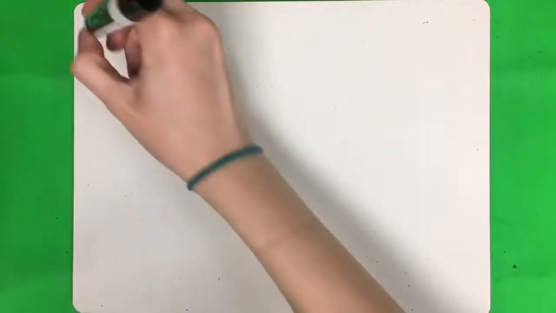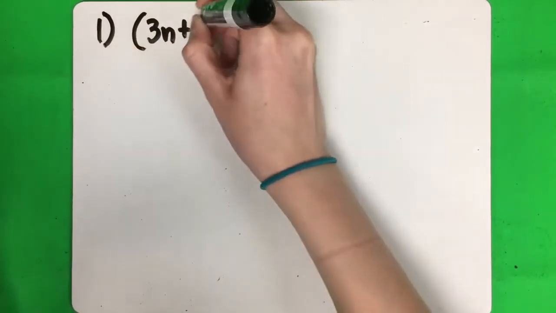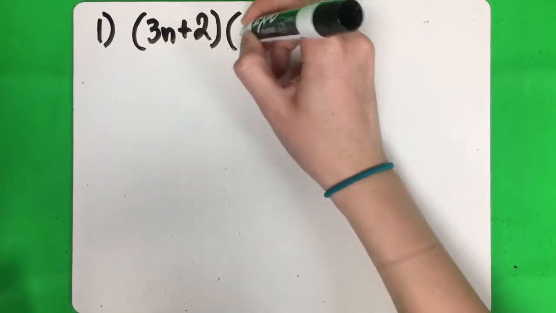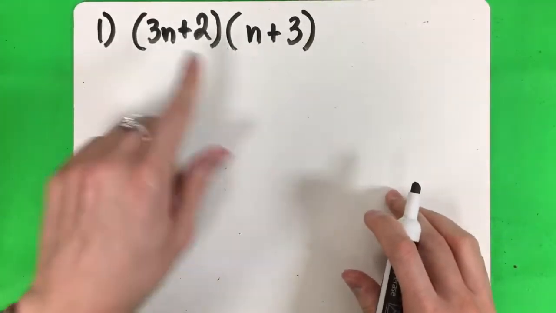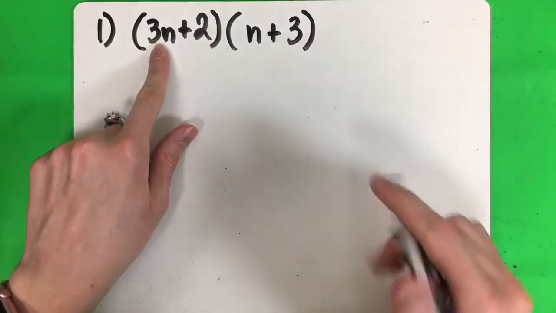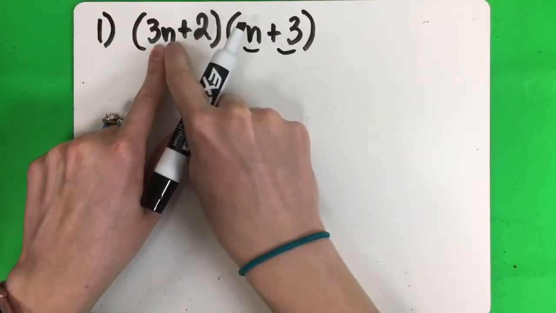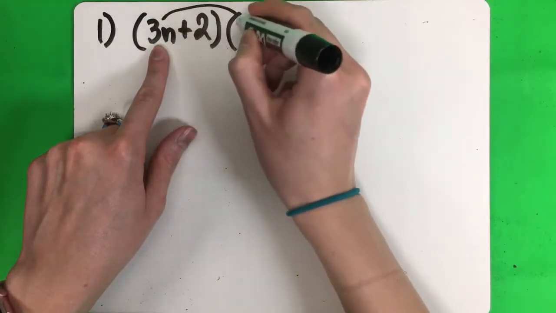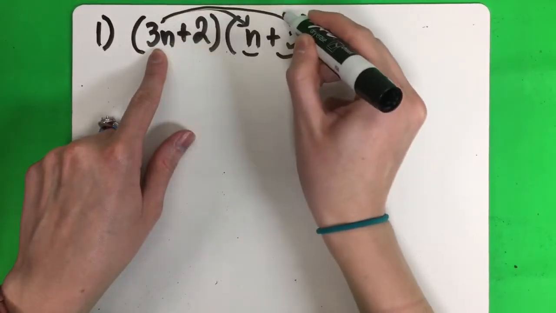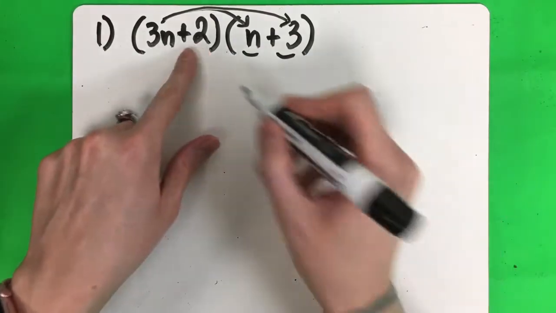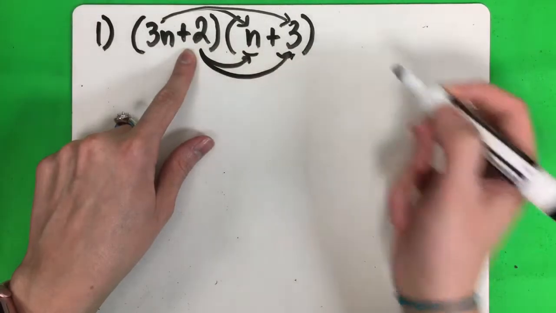Number one, we have (3n + 2)(n + 3). What I'm going to do first is look at my first term, which is 3n, and distribute that to both of my terms inside here. So I'm going to give 3n to n, and then again give 3n to positive 3. Then my second term, positive 2, I'm going to give to n, and then again give positive 2 to 3.